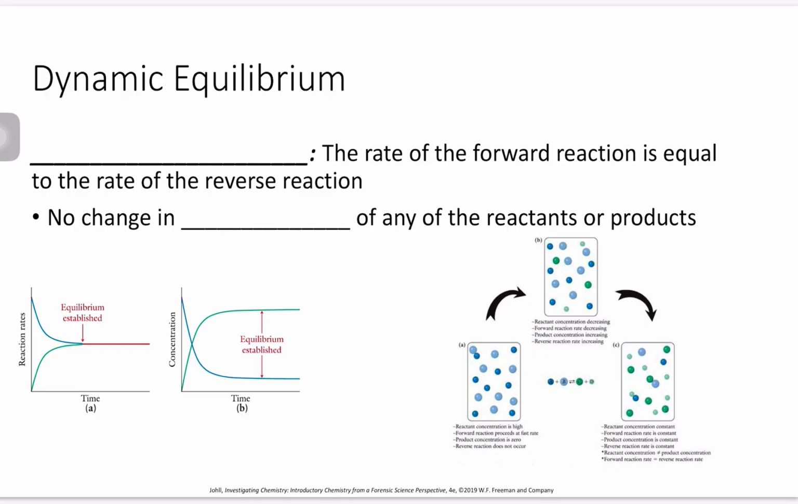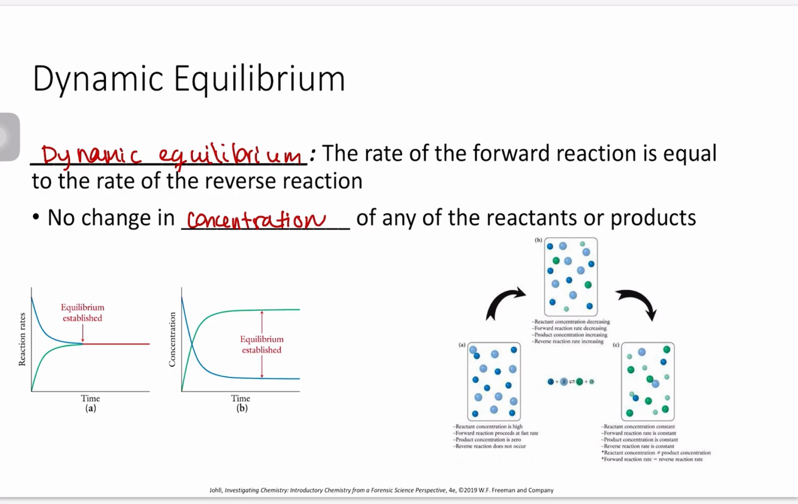Dynamic equilibrium is when the rate of the forward reaction is equal to the rate of the reverse reaction. That is when we see no change in concentration of any of the species within your equilibrium system.